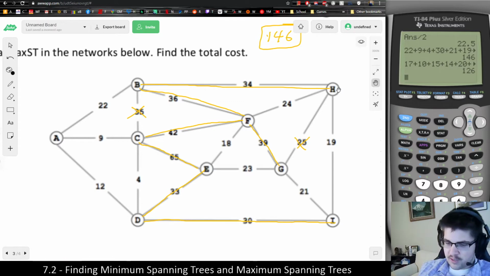24 would also create a circuit, no go. 23 would create a circuit. And again, we're going to keep going until everything's connected. So next up is 22, which would bring A in.